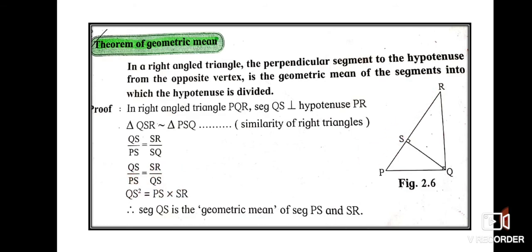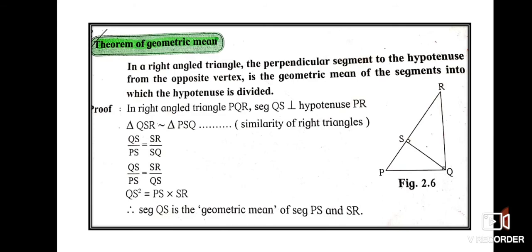If you have learned, remember last year we have done ratio proportion. If A, B, C are in proportion, B square is equal to A into C. It is that only. This is A, B, C. A upon B is equal to B upon C. So B square is equal to A into C. So using it is that concept. So we can say that QS is a geometric mean of PS and SR.